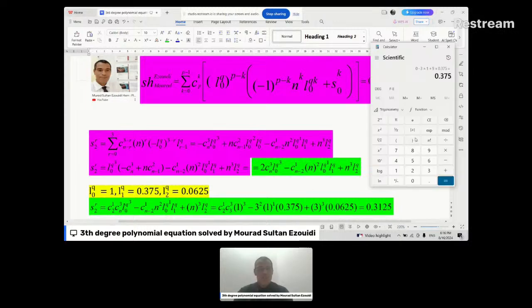Okay, I will use a calculator. So we said 2 times 1 cubed minus 9 times 0.375 plus 27, because 3 cubed is 27, times 0.0625. So this one has to be equal, learners, to 0.3125.